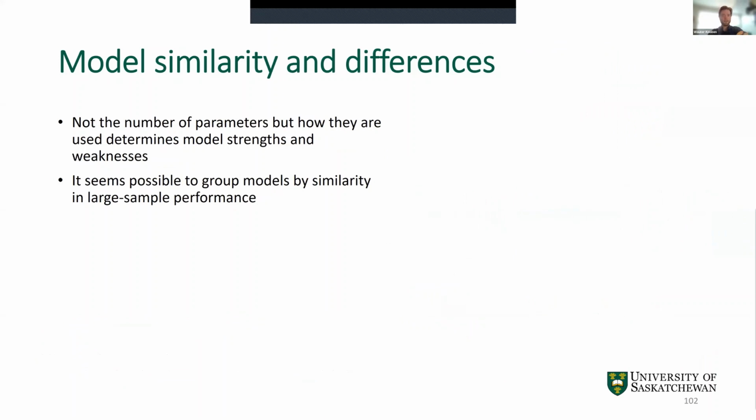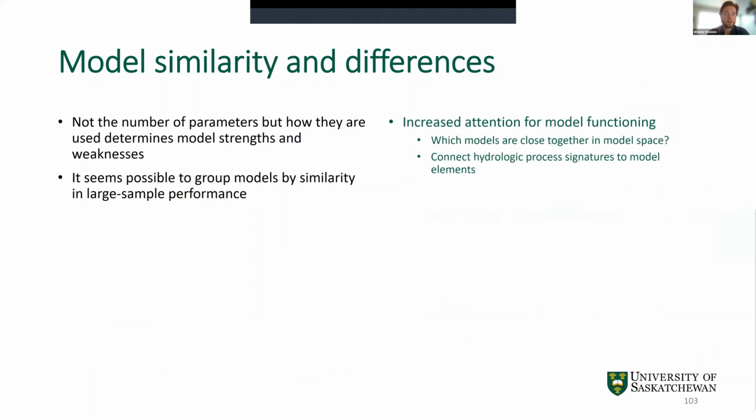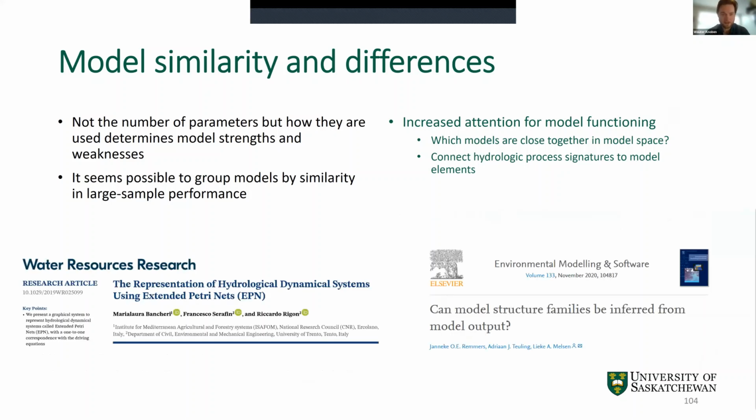And some final notes on model similarity and differences. I think there needs to be increased attention for model functioning. Why do these models behave differently? Which elements control which part of the hydrograph response? Which models are close together in model space? Which ones are far apart? And how can we connect this whole understanding about how the model works to the streamflow regimes that we're trying to simulate? And again, we don't have to start from scratch. So here are another two papers that deserve to be highlighted to show that there is stuff out there that can help us make these changes.